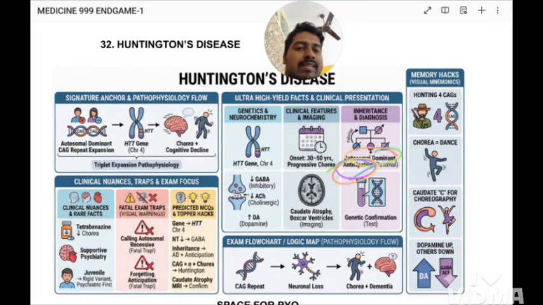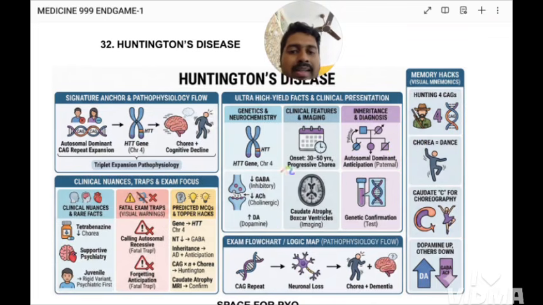Now, what is this anticipation? Anticipation means as successive generations come, symptoms actually increase as generations succeed. So in the first generation, symptoms would have been less. It would have been late onset. But when it comes to the third generation, symptoms will be early onset and more severe.